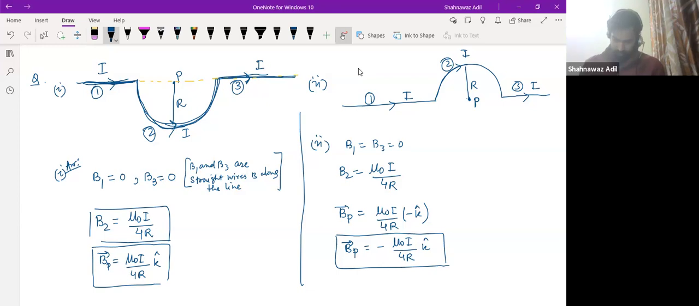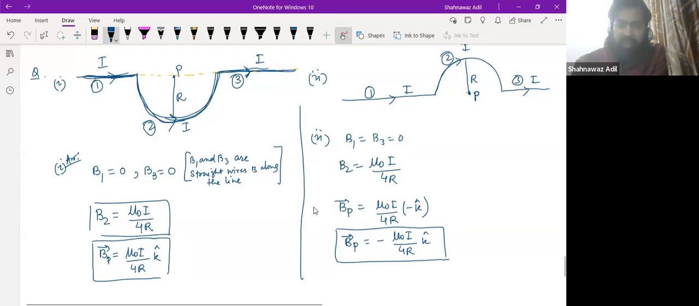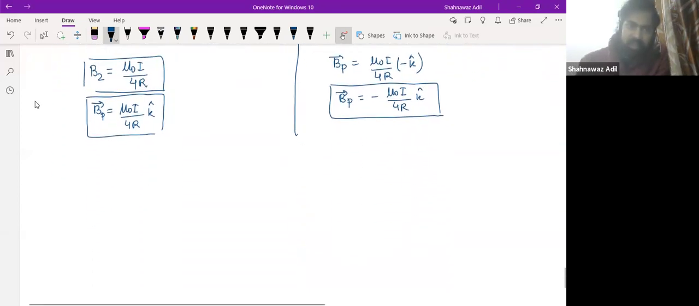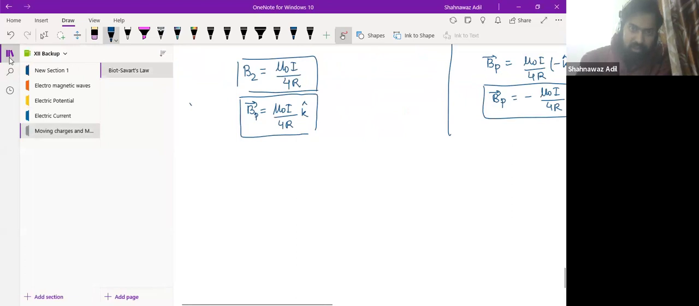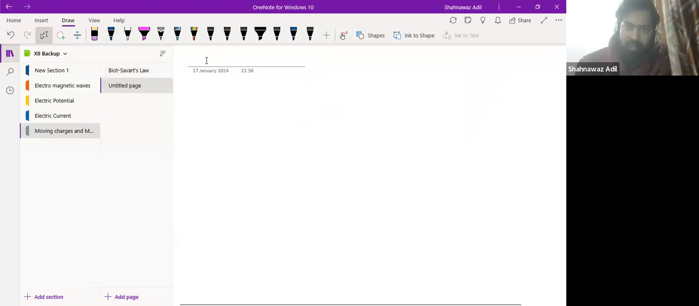Yes, sir. Done. So the next property or next law, which is used to calculate the magnetic field of different kinds of wire, is the Ampere circuital law, right? Prominent one, widely used. Both the laws have their pros and cons, right? Ampere.